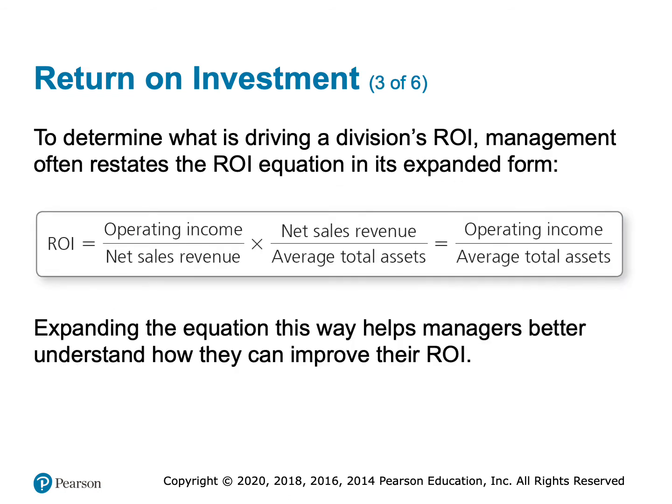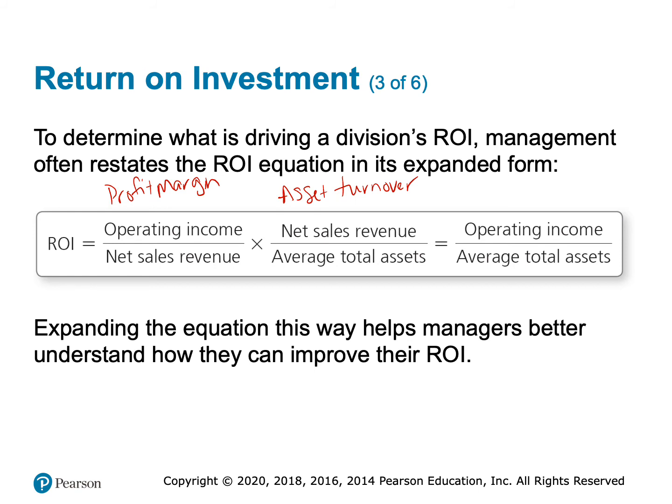So we can look at ROI in a slightly different way. We can look at what's called the expanded ROI, or the expanded equation. And the expanded equation really breaks this up into two different ratios. So the first one is what we call profit margin. Profit margin is looking at, for every dollar of sales, how much do we generate in profit? So how much does every dollar of sales turn into profit? The second ratio is what we call asset turnover. Asset turnover is looking at specifically, for every dollar we invest in assets, how much does that generate in sales?